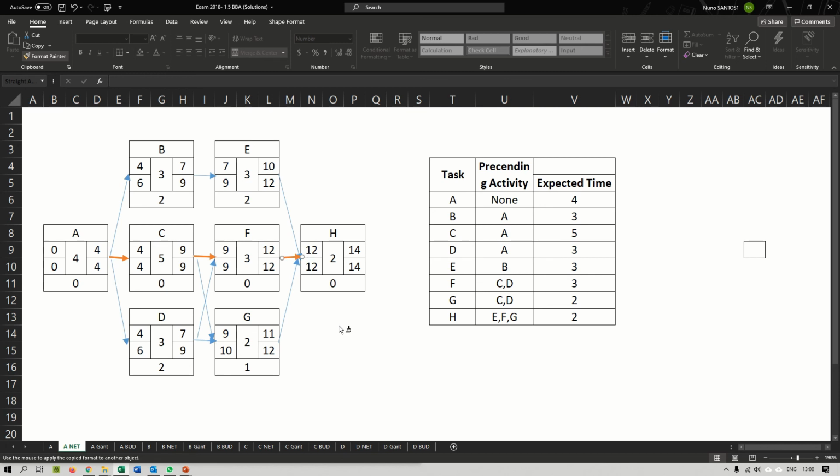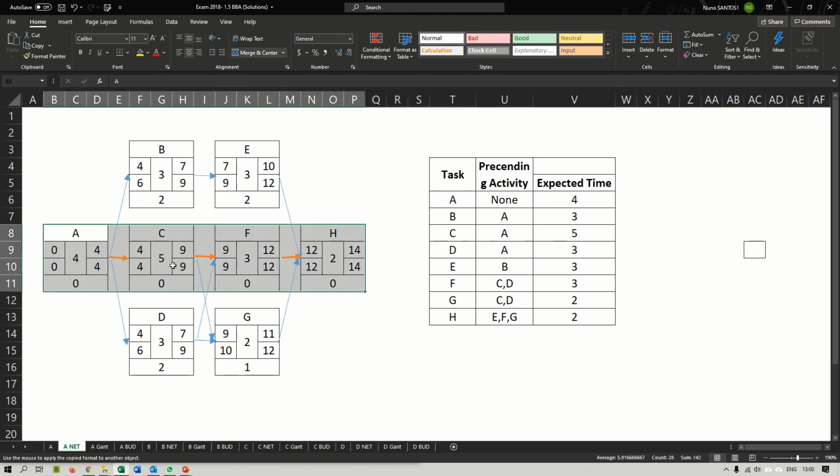And now, after doing all this, I know a couple of things. I know that my critical path are the tasks A, C, F, H. I know that the duration of my project is 14 days. And I know that task B, E, and D have a slack of 2 days, and task G has a float of just 1. And as you can see, just by doing this, we had a lot of good information that can really help us manage our project better.